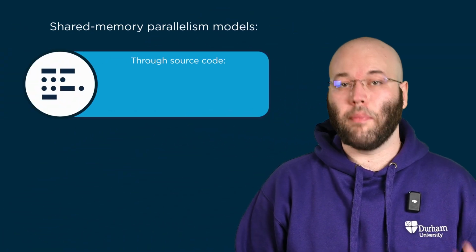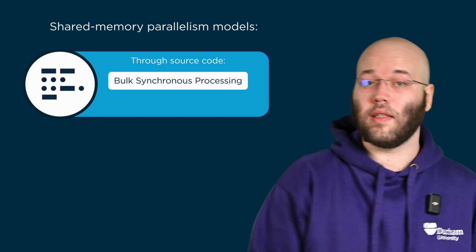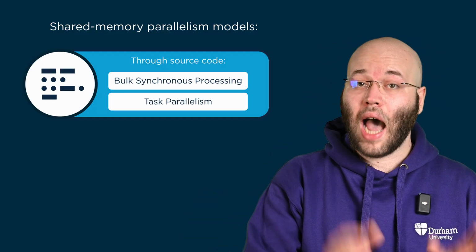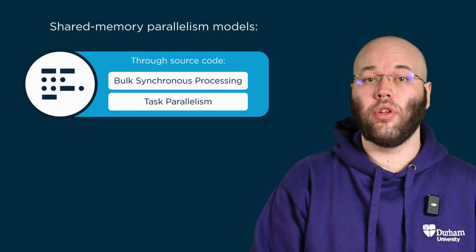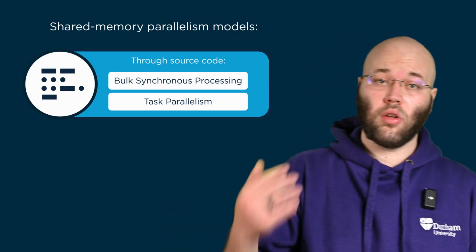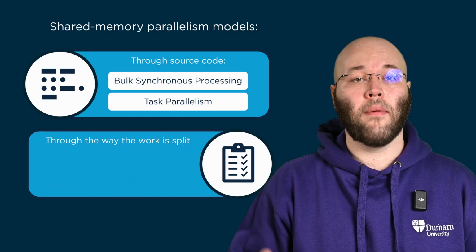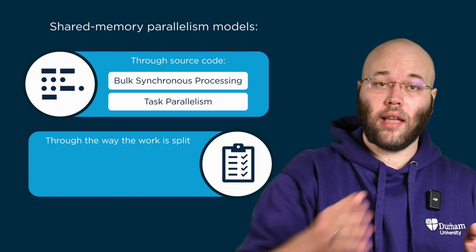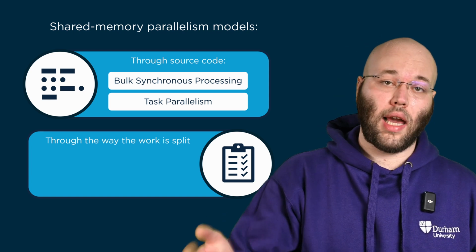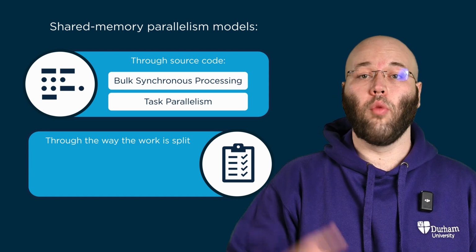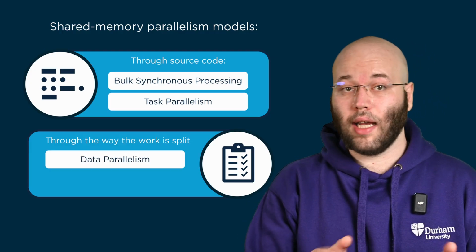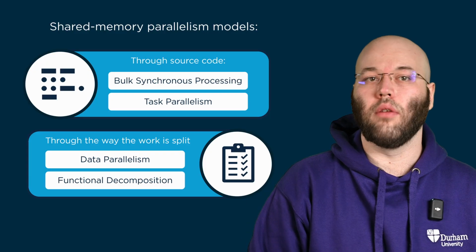We have introduced the two parallel paradigms for shared memory parallelism, bulk synchronous processing and task parallelism, through the source code, namely how we map an existing source code onto threads. But we could also introduce them through the way they split up work. In this context, if we divide a for loop into segments, like BSP would do, we would call that data parallelism, whereas splitting up work into tasks would be called functional decomposition.